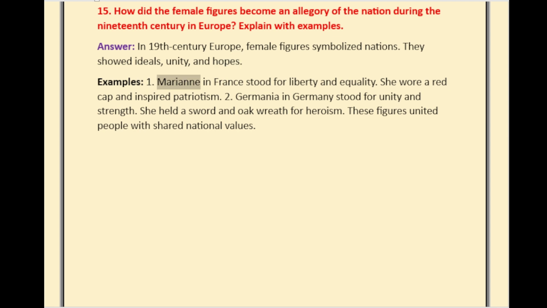Examples. 1. Marianne in France stood for liberty and equality. She wore a red cap and inspired patriotism. 2. Germania in Germany stood for unity and strength. She held a sword and oak wreath for heroism. These figures united people with shared national values.